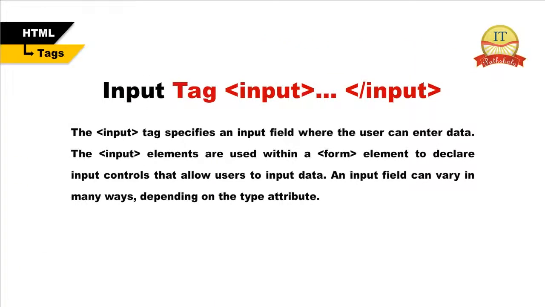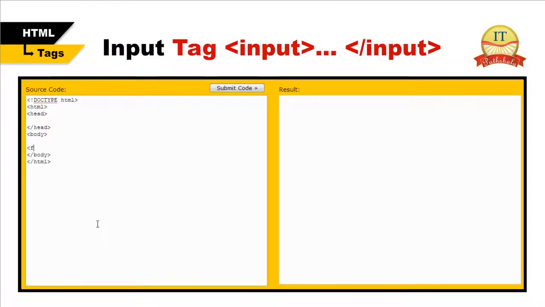Input tag. The input tag specifies an input field where the users can enter data. The input elements are used within a form element to declare input controls that allow users to input data. An input field can vary in many ways depending on the type attribute. In the following example, we shall create name and password fields to be entered by the user in a form.